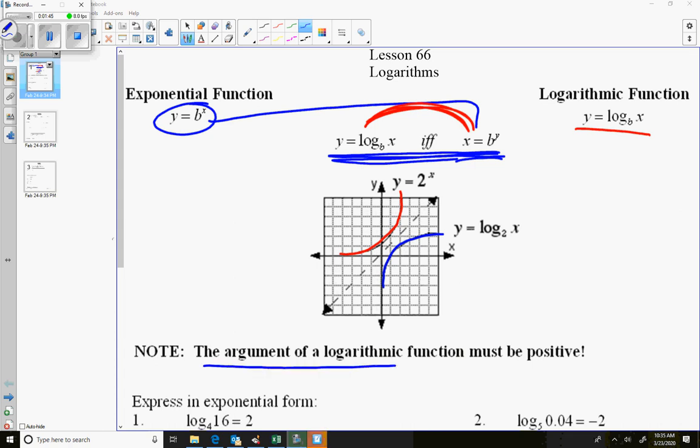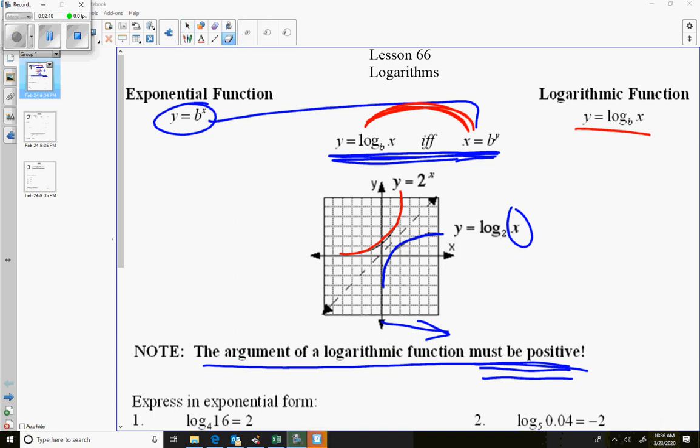Again, this part right here, we're not really too worried about it today, but I want to go ahead and throw it out there. This is called the argument. And that argument must be positive. Again, if you look at your graph here, it's only defined for positive x values, x being the argument in this case. It will get manipulated, but for this case, x is the argument, and your argument must be positive.